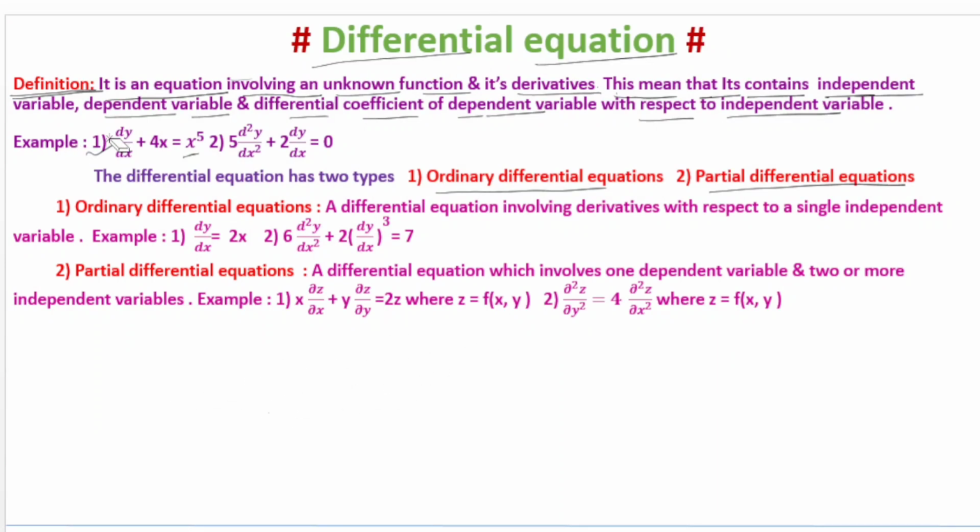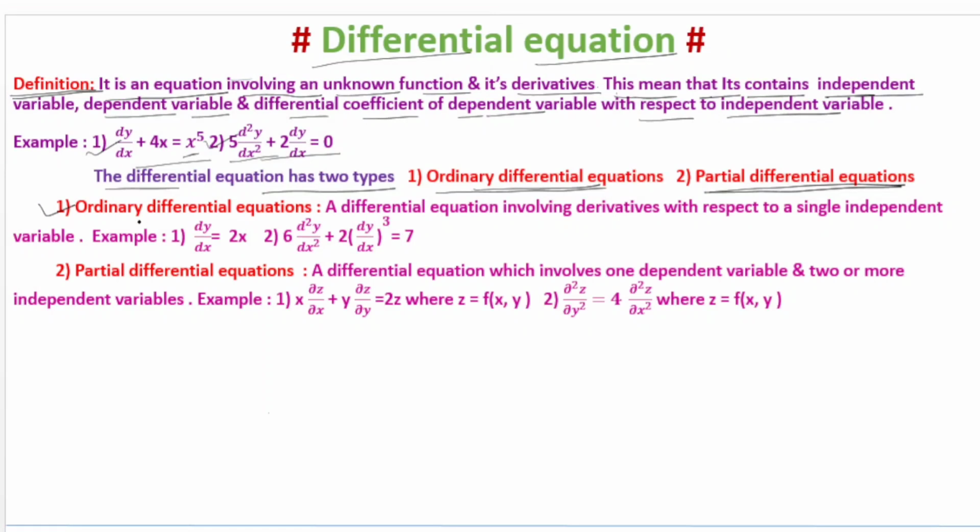We have already taken the example dy by dx plus 4x is equal to x raised to 5, which is also a differential equation. The second equation is 5 d square y upon dx square plus 2 dy by dx is equal to 0. This is also an example of a differential equation. A differential equation has two types: one is the ordinary differential equation, the second is the partial differential equation.